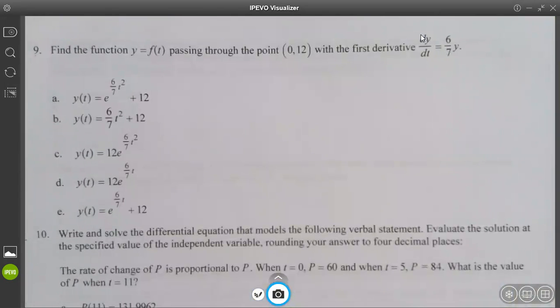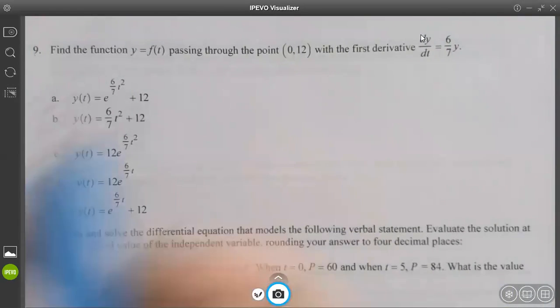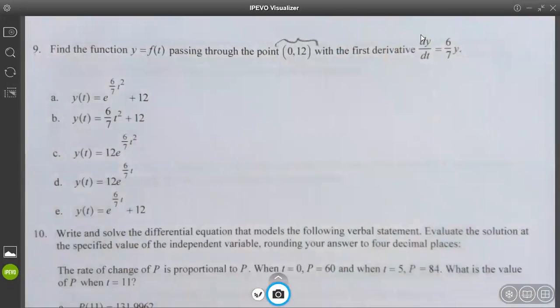On the function y equals f of t, passing through the point (0, 12) with the first derivative dy over dt equals 6 over 7y. This is the same thing that we've been doing. They just wrote it a little bit different. Okay, so find the equation. But this time we don't have a plus C because they give us this point to plug in. So all we're doing is finding the particular solution. If you need to write that at the top, find the particular solution is exactly what it's asking you.